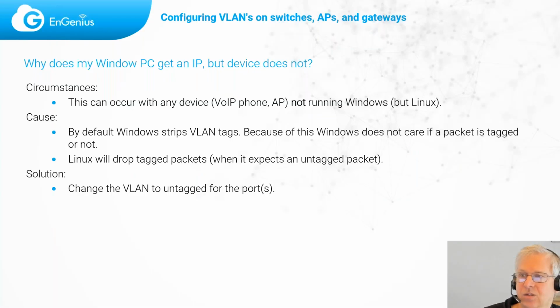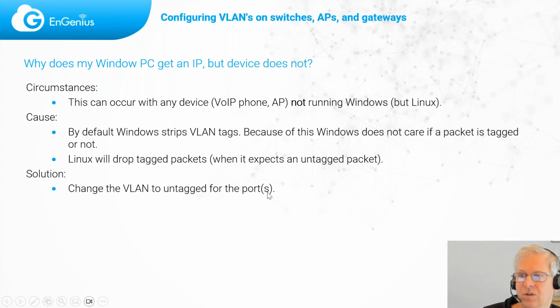And then we come back to this. What happens? So Windows gets a VLAN 4 tagged packet. It just strips the tag. Now it doesn't have a tag, and it sees a DHCP reply. It's happy. It has an IP address. Linux, however, sent out an untagged packet. It expects back an untagged packet. However, it gets a tagged packet. It will not handle the tagged packet because it wants an untagged packet, and it drops the packet and will not get an IP address.